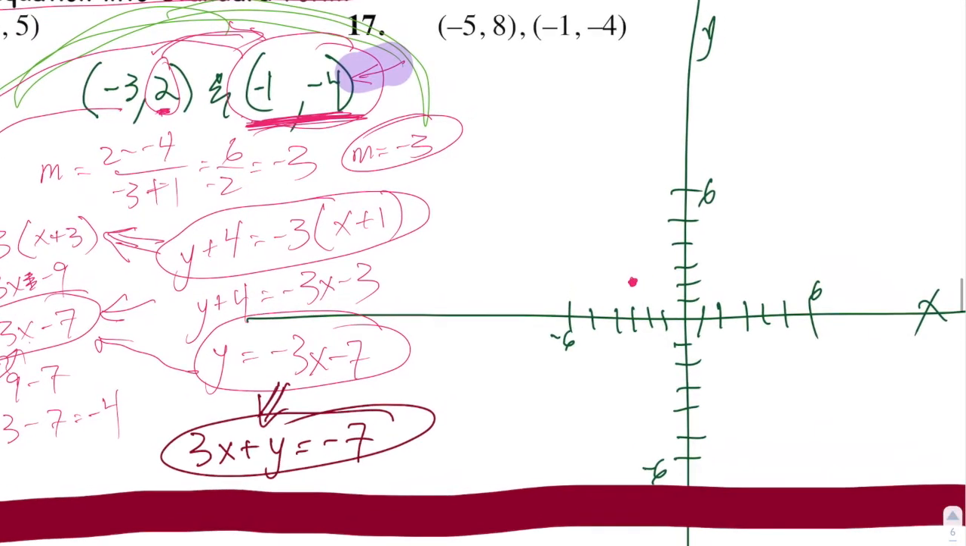How would we use a graph to help us? We've got -3, comma 2 and -1, comma 4. -1, comma -4. 1, 2, 3, 4. Now, if we graph, actually, I think the graph was just here to prove that we're in the right ballpark.